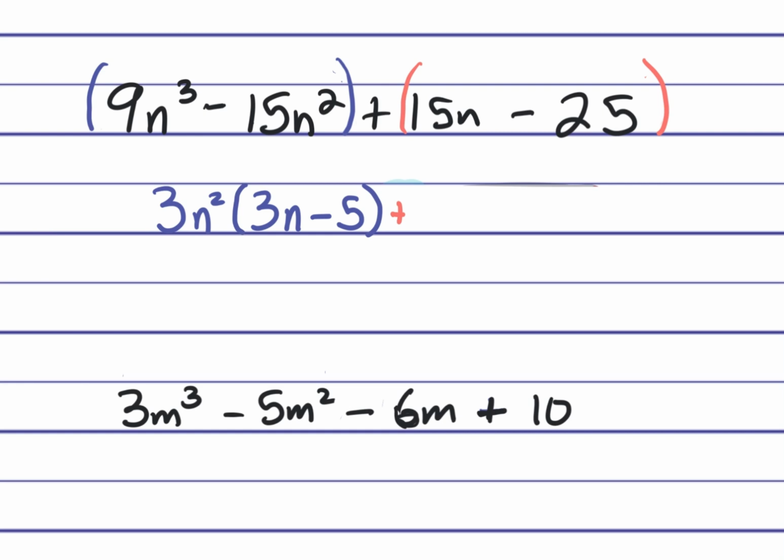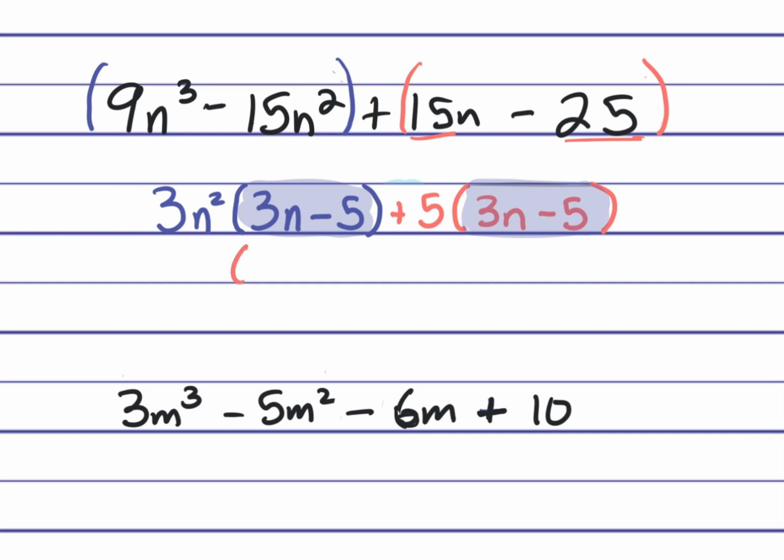There's a plus sign in between, so we're going to put the plus sign. Now we look for the GCF of 15 and 25. So it's going to be 5. 15n divided by 5 is 3n. Negative 25 divided by 5 is negative 5. So we had happen what we want to happen. Inside of the parentheses is exactly the same.